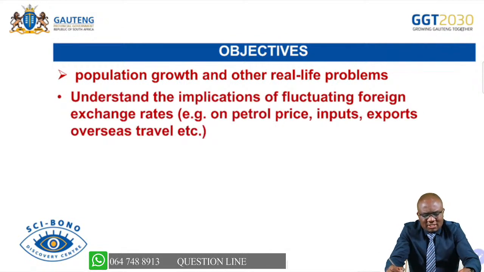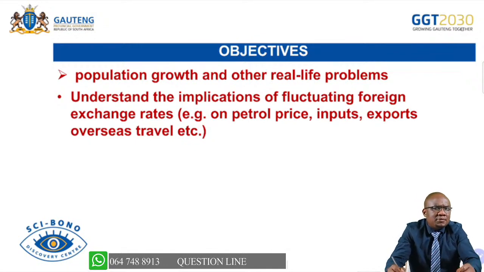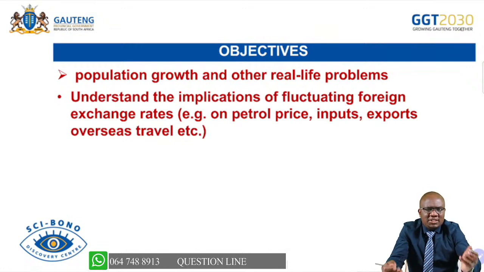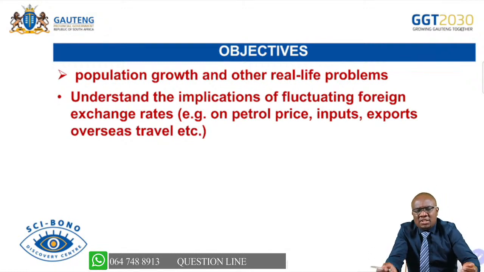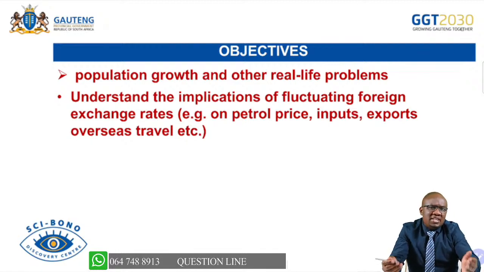And then you're going to understand the implications of fluctuating foreign exchange rates. What is foreign exchange? We're going to learn about that, and the effects of changing exchange rates. If you check the news every day, they give us the rates between rand and maybe US dollar or rand and pound. They're always changing. Sometimes it goes up, sometimes it goes down. So we're going to learn about that today.